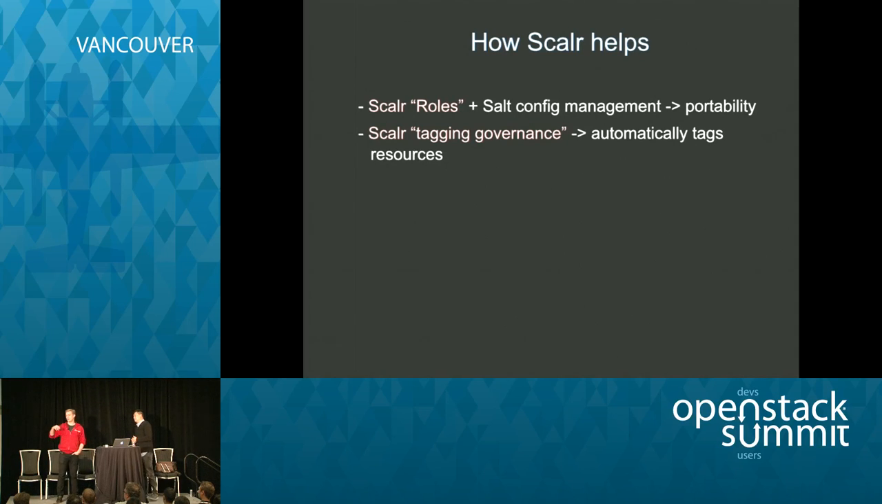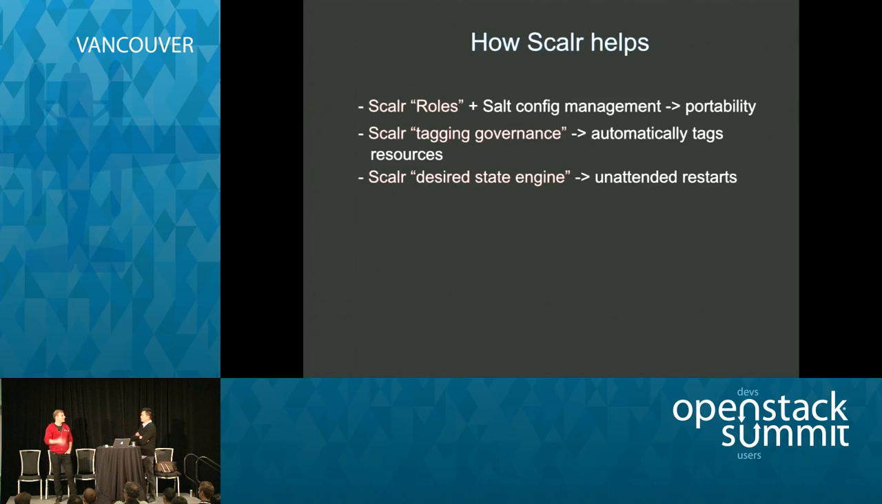Harking back to the architecture slide, because all the scientists go through the Scalar control plane, Scalar can ensure that everything's properly tagged with the experiment, line of business, the user, whether it's production or development, or any of those things that allow you to do the showback and then ingestion into the financial systems. So tagging governance allows you to automatically tag stuff.